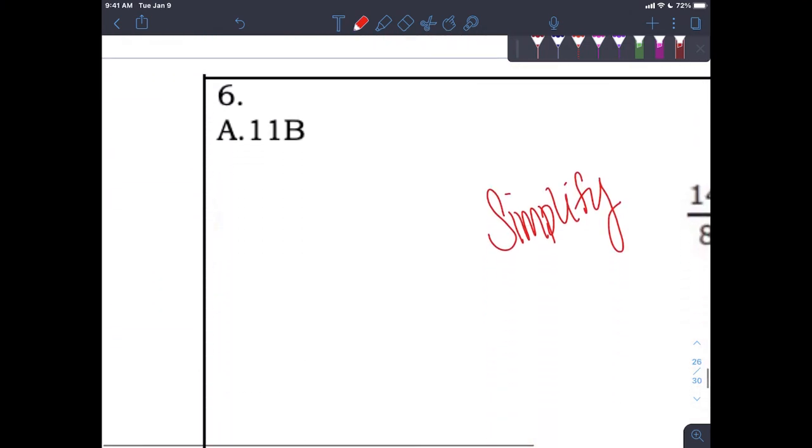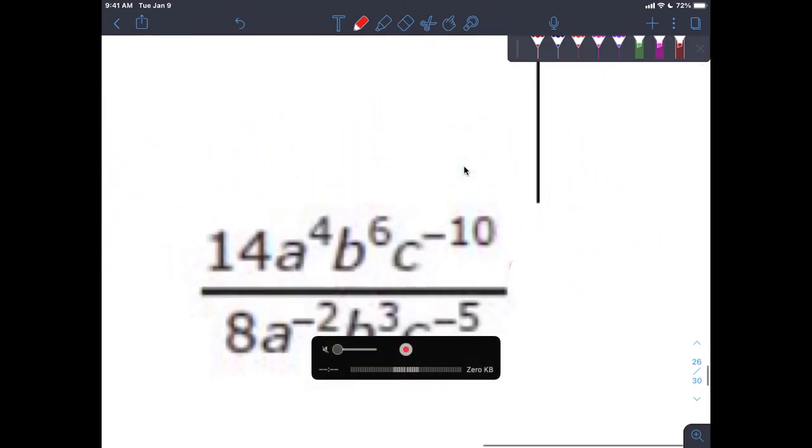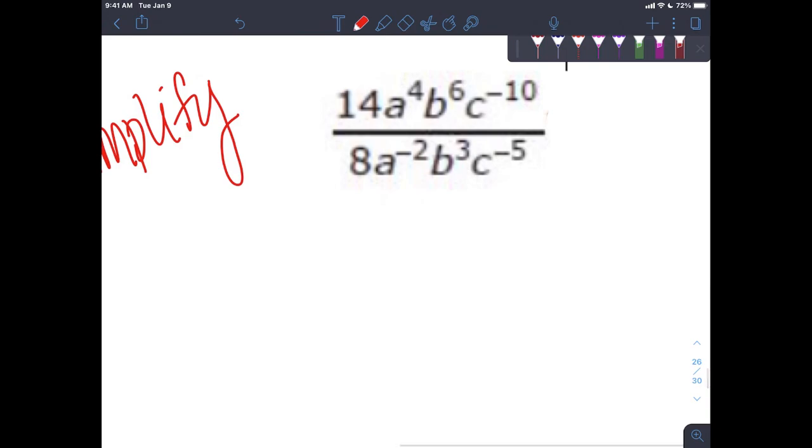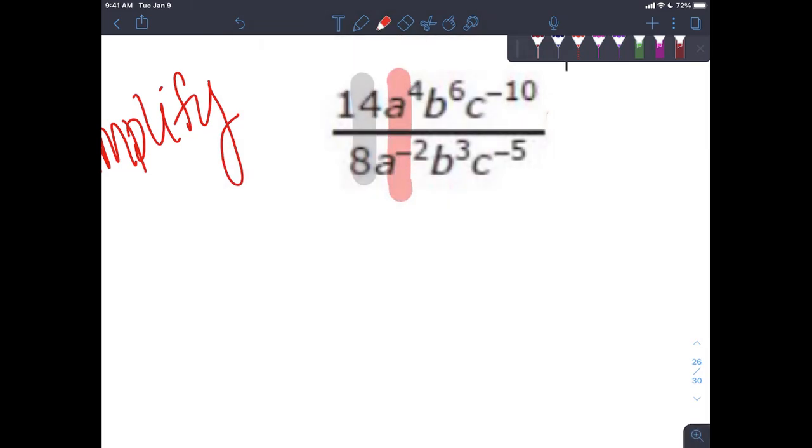All right, let's look at number 6. For this one, they're asking us to reduce or simplify this. So first thing I want to do is deal with them by type, okay? So we do numbers, A's, B's, and of course my C's. First thing I'm going to do is draw out that little fraction. 14 over 8 is 7 over 4.